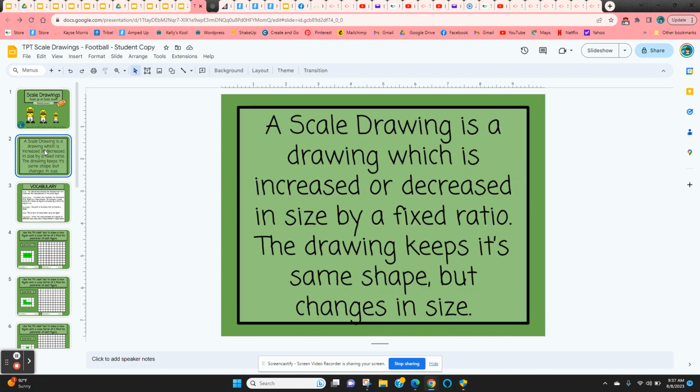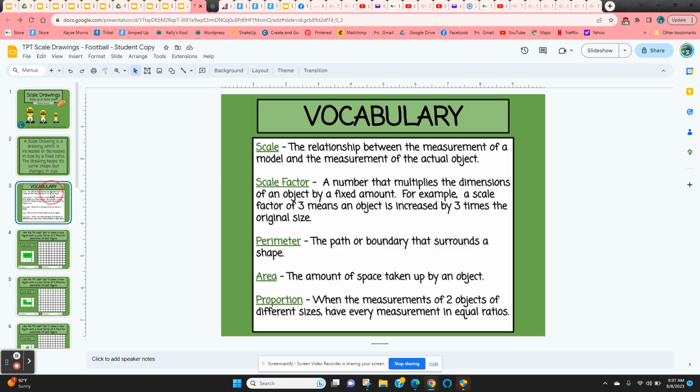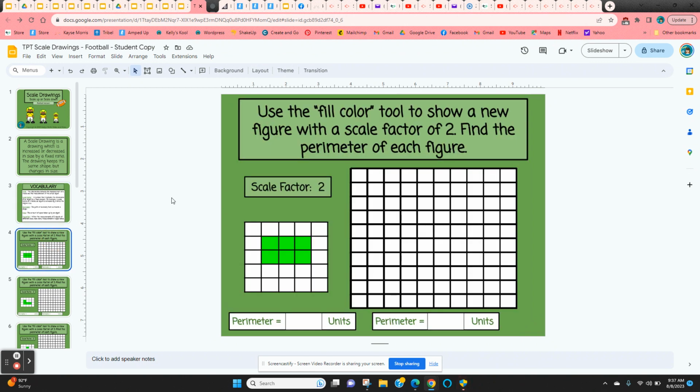It starts with a definition of what a scale drawing is, and then gives the students some vocabulary. So you want to go over this with the students. Starting on slide 4, they're going to be scaling up this figure by a scale factor of 2. What that means is that each measurement of this rectangle is going to be multiplied by 2.